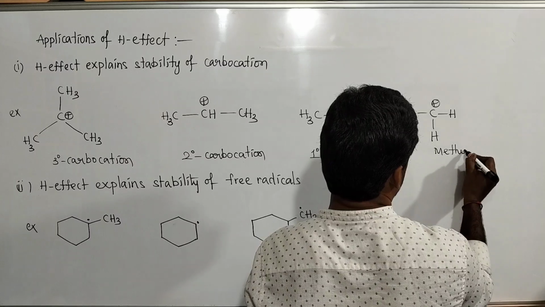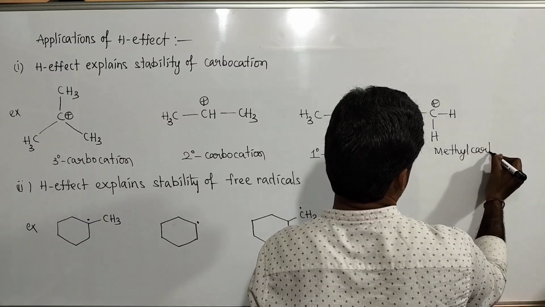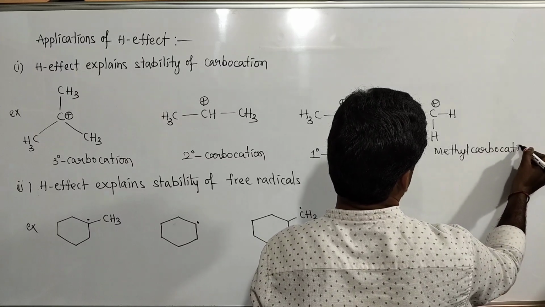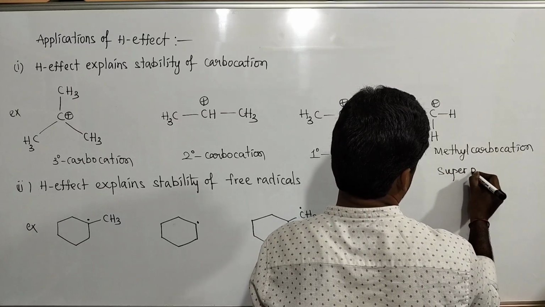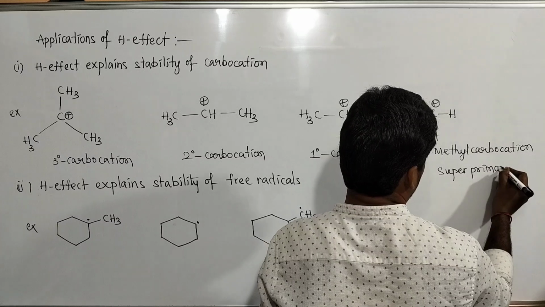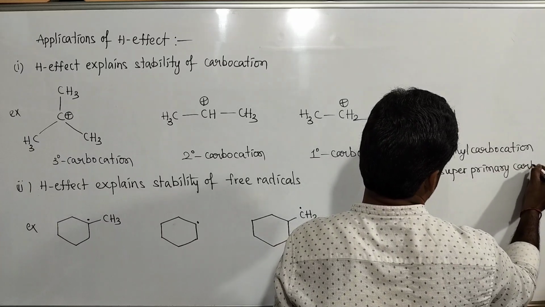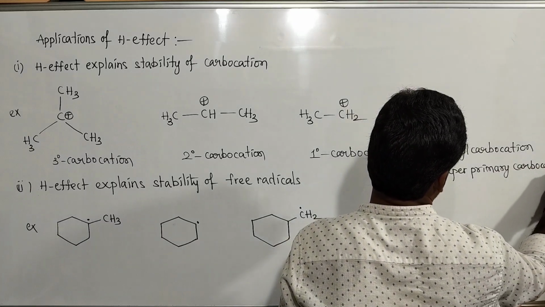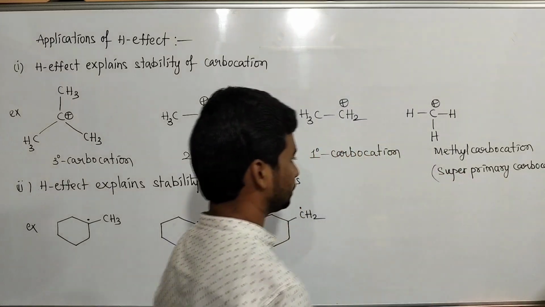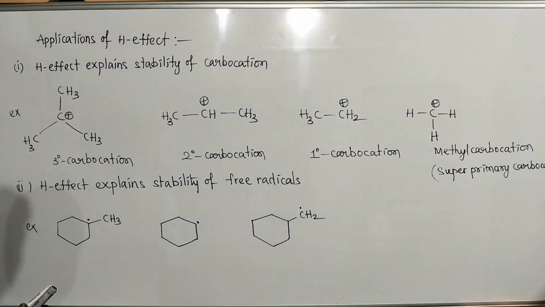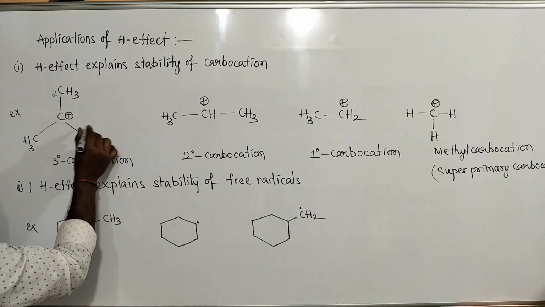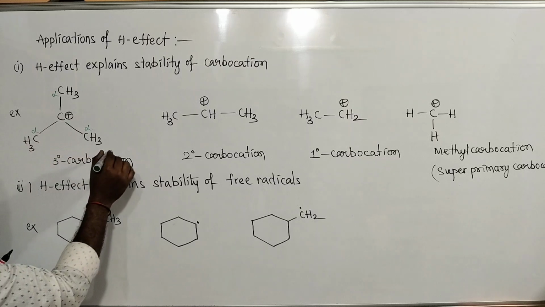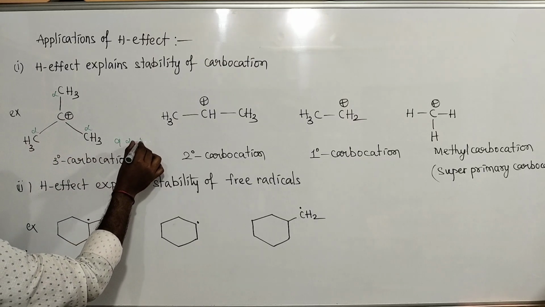Methyl carbocation is super primary carbocation. See here, how many alpha hydrogen? What is alpha carbon first? The carbon which is adjacent to positive charge. How many alpha hydrogen? 9 alpha hydrogen.